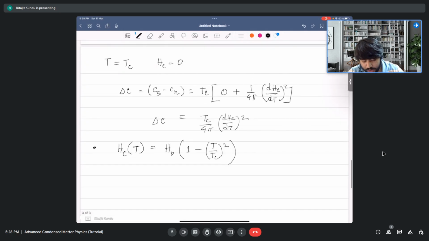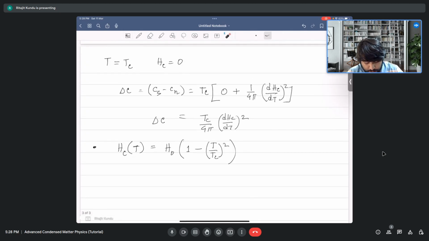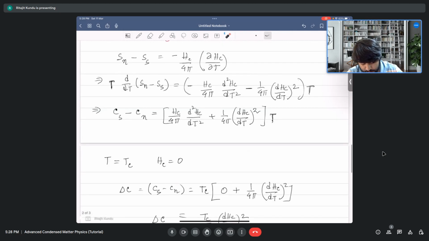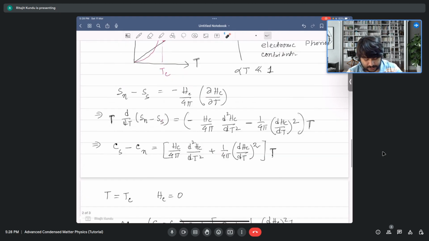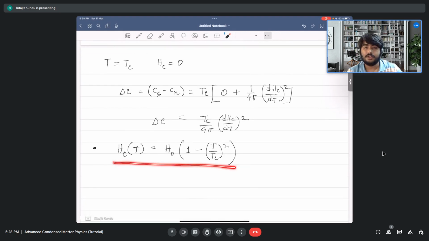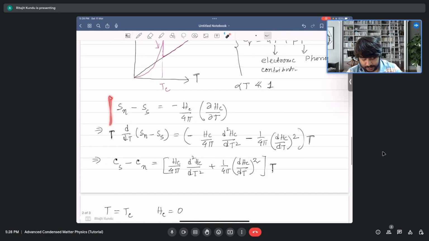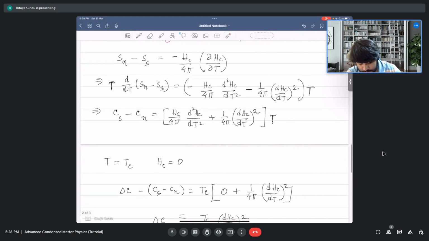Now you see that until now we have expressed this change in heat capacity in terms of H and derivatives of H, and also we have expressed the entropy difference in terms of H and derivatives of H. So we can take this Hc and plug it into the entropy expression and see what we come up with.